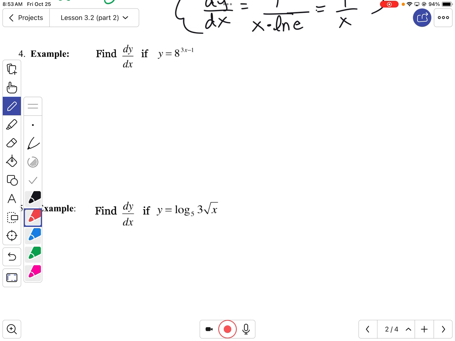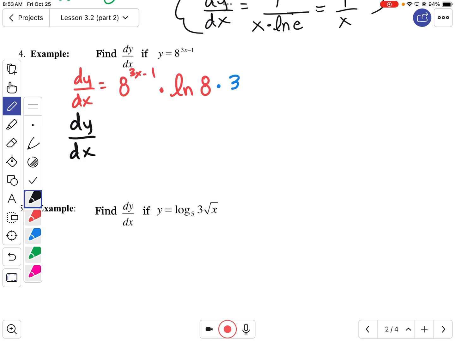So let's walk through that derivative formula. dy dx is going to equal, we keep that expression, 8 to the 3x minus 1, always the natural log of the base. And then the last thing you do is the derivative of the exponent. Okay, and what's the derivative of 3x minus 1? It's 3. Now, to me, the simplest way to write that is this. 3 ln of 8 is a coefficient. It's a number.